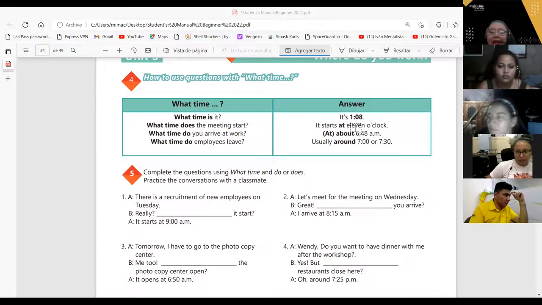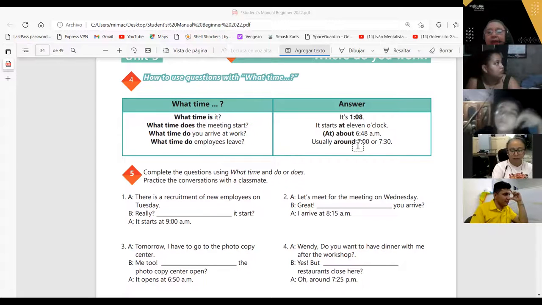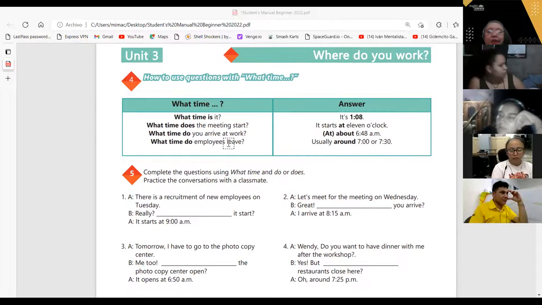Cuando decimos una hora exacta, at. What time do you arrive at work? About 6:48 a.m. or at about 6:48 a.m. What time do employees leave? Usually, not always, usualmente, no siempre, around 7 or 7:30. ¿A qué hora se van los empleados? But it doesn't say what time does the company close. Aquí no dice a qué hora cierran la compañía.